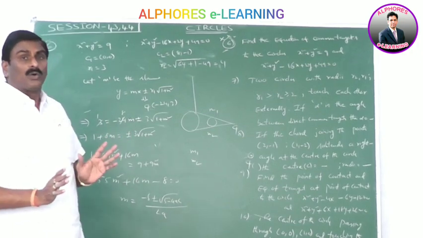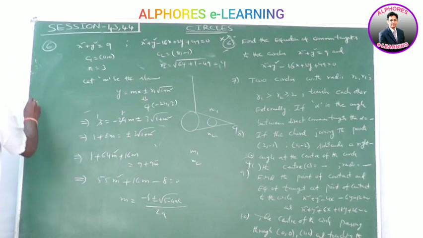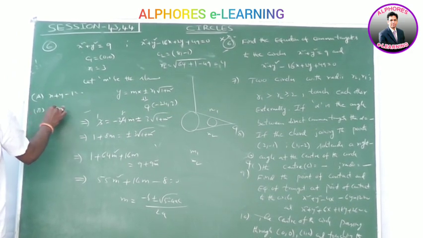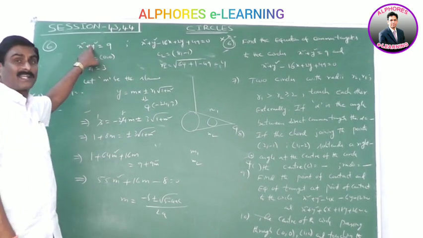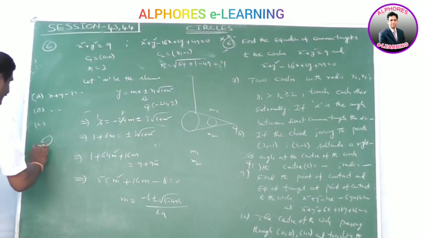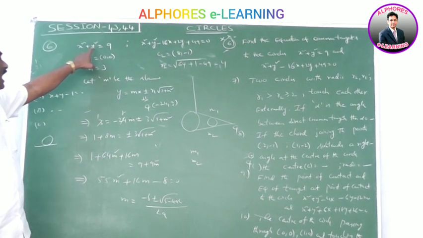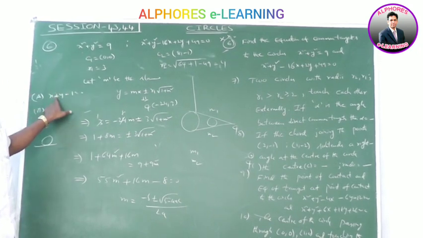But in objective questions, simply we verify the options. Suppose the first option is x plus y minus 1 is equal to 0, second option, and so on. Suppose it is the tangent to the first circle, what is the condition? It touches the circle. Touches the circle means r is equal to d. Verify r1 is equal to d1. If it is true, it is the tangent.